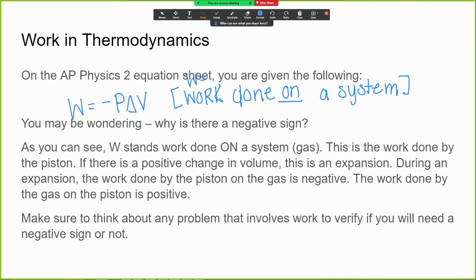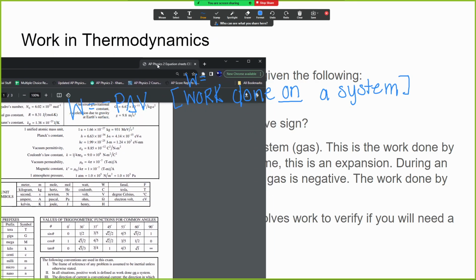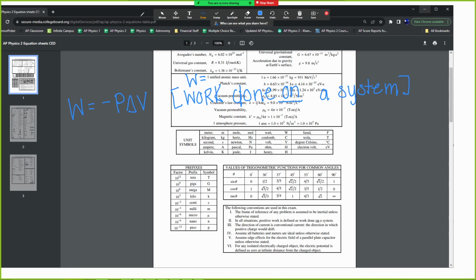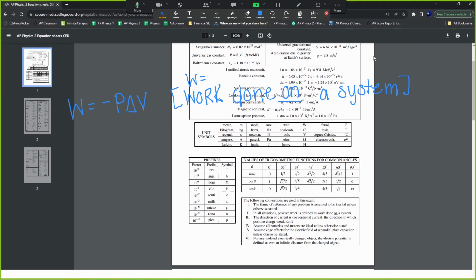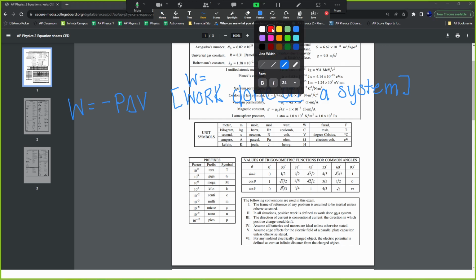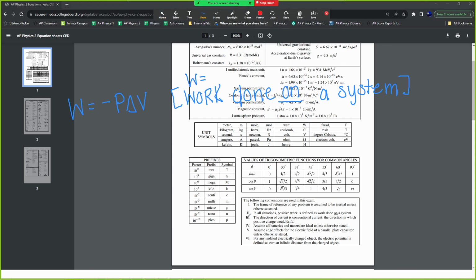Okay, so there's a disclaimer, and I'll pull it up to the screen here since it's right on the other page. There's this disclaimer that you could see in 2 here, and I'll do it in a different color so it's a little more vibrant. In all situations, positive work is defined as work done on a system. I feel like I've pointed that out before, but I'm hoping that now that you've been through AP physics already, that makes a little bit more sense.